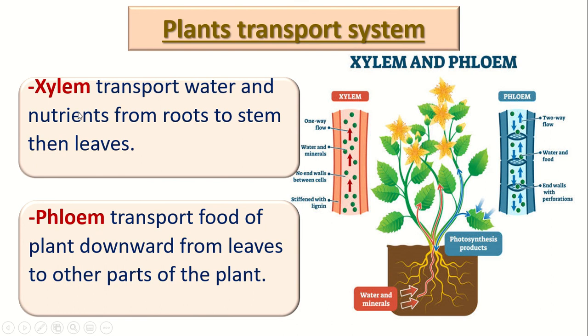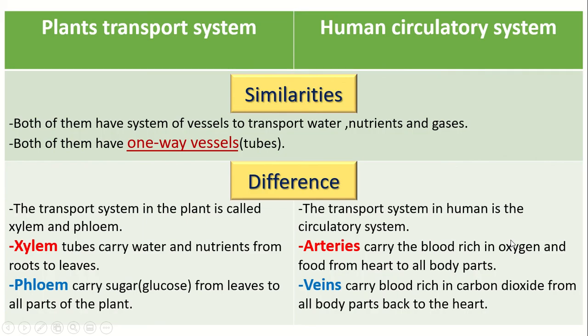What does the xylem transport, guys? It transports the water and the nutrients from the roots to the leaves. What about the phloem? The phloem transports the food or the glucose from the leaves to each part of the plant. So again, what are the similarities and the differences between the plant transport system and the human circulatory system?